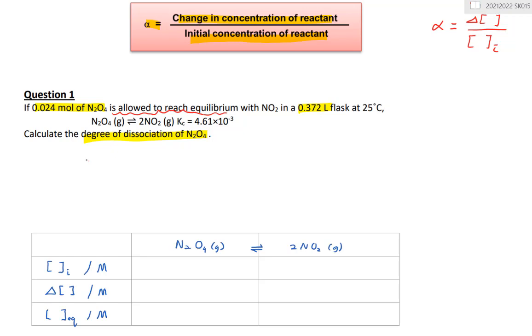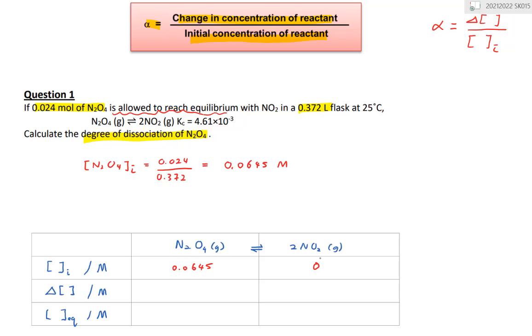So we can first calculate the initial concentration of N2O4, which equals 0.024 divided by 0.372 liter. Please make sure you check the unit. Volume must be in liters if you're using this formula. And the concentration will be 0.0645 molar. Alright, and then let's fill in your ICE table. Initial concentration 0.0645 molar, with nothing for the NO2.